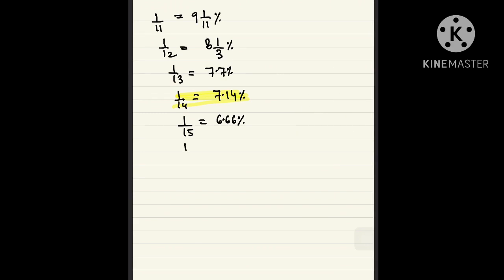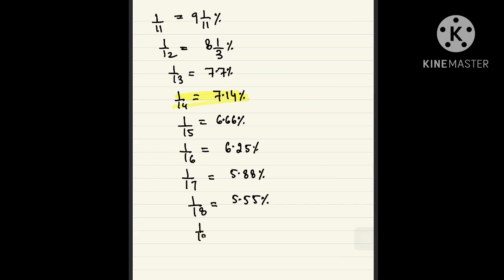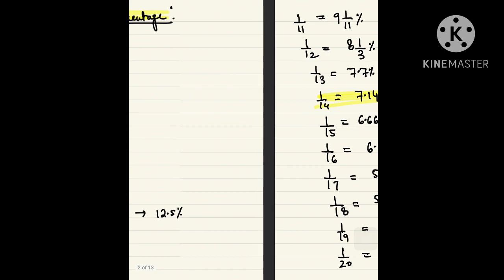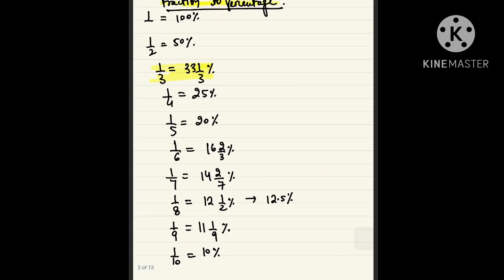Okay, next we have 1 by 16. 1 by 16, that is 1 by 4 multiplied by 1 by 4. 1 by 4 is 25%, so it will give 6.25%, right? 1 by 17 is 5.88%. 1 by 18, 5.55%. 1 by 19, or we can write 5.26%. Okay, 1 by 20 is 5%. Okay, so try to write it down and don't memorize it, but solve the questions and you will remember it in time.